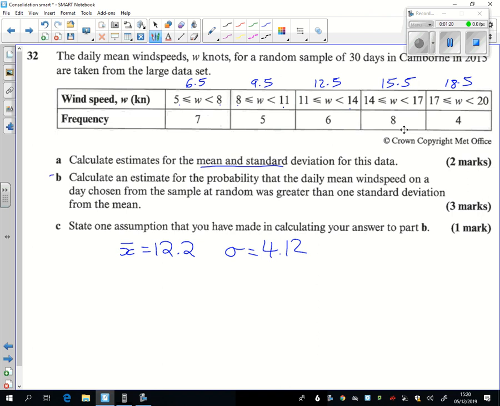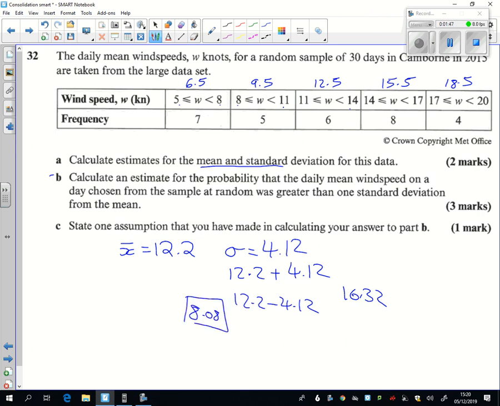Now, part B says, find an estimate for the probability that we are within one standard deviation of the mean. So let's first of all figure out what is one standard deviation from the mean. One standard deviation up is going to be 16.32. And one standard deviation down is just going to be slightly more than 8, isn't it? So we want to know how many are less than 8.08.